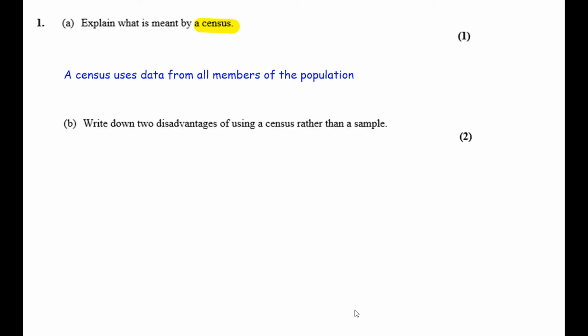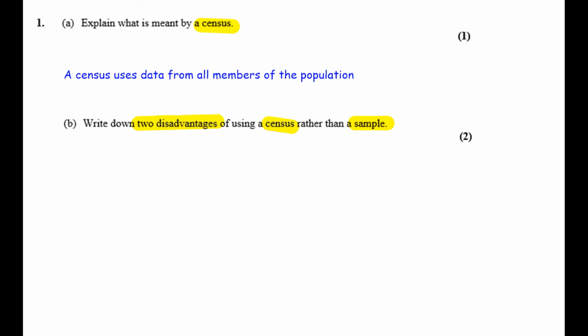Part B, write down 2 disadvantages of using a census rather than a sample. Okay, so what are our main differences when we're using a census? A census is going to be a much larger operation than a sample, mainly because we're using every member of the population. So it is going to be more time consuming. It is going to be more expensive. It is going to be more cumbersome. There's so much more data to deal with in comparison to a sample.